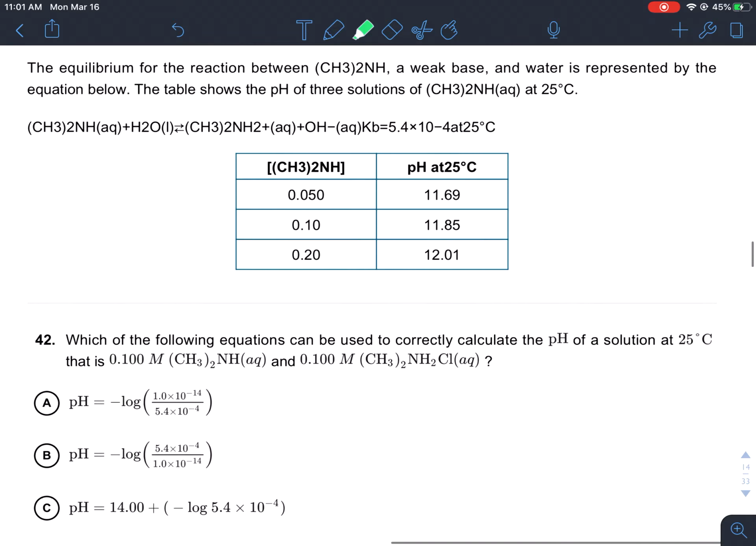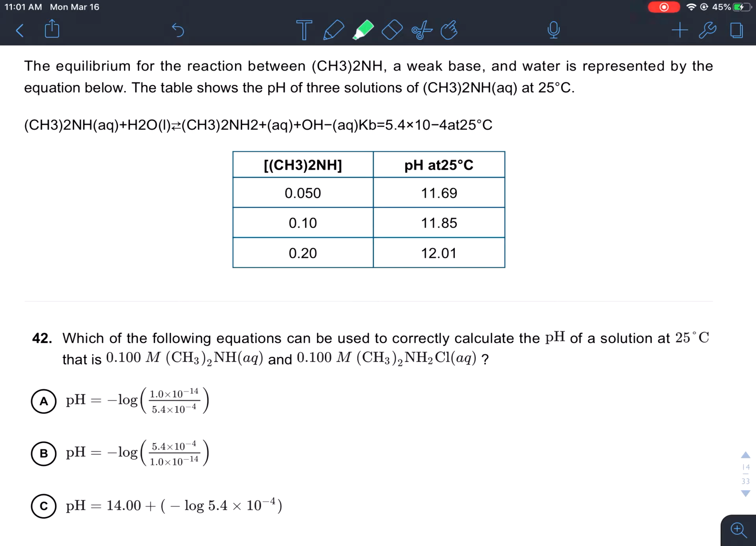All right. The equilibrium for the reaction between a weak base and water is represented by the equation below. The table shows the pH of 3 solutions of that at 25 degrees Celsius. So notice that the pH is increasing, or becoming more basic, the more of this weak base that we use. Which of the following equations can be used to correctly calculate the pH of the solution of that much with that much? Let's look at what this is. This ends with the NH, this ends with the NH2. So this is your weak base, right? But this is its conjugate acid.